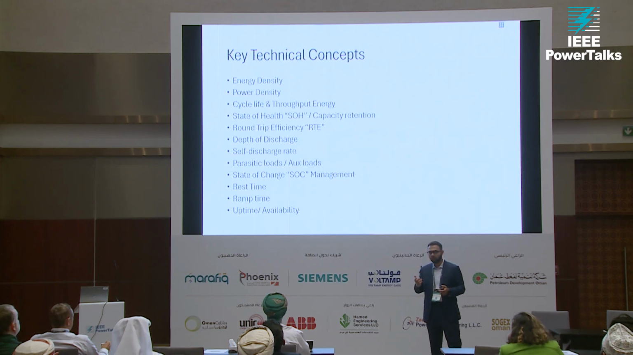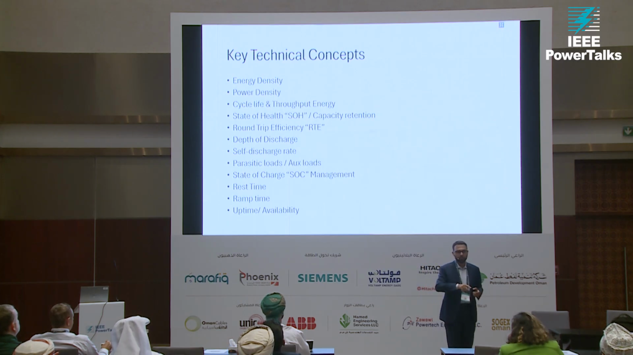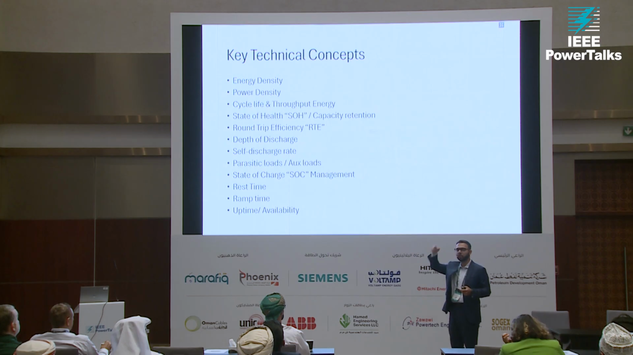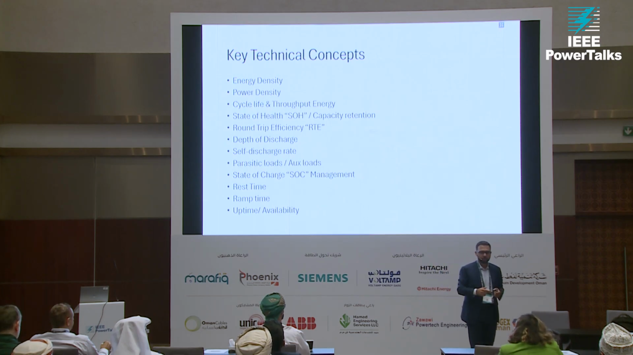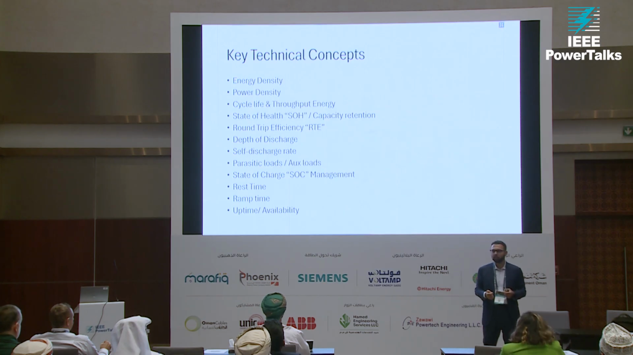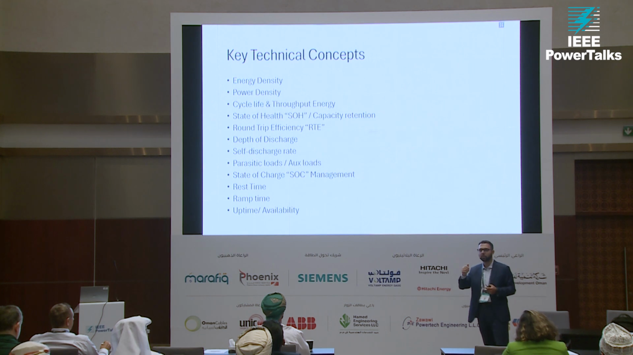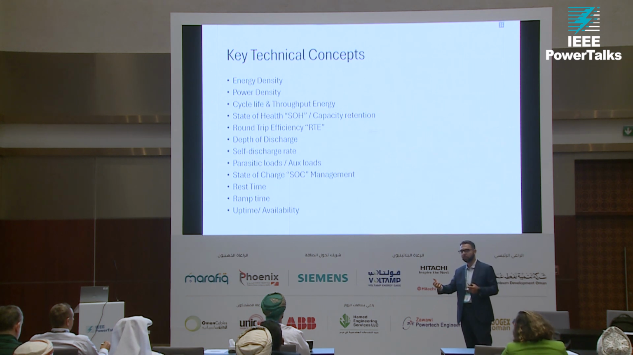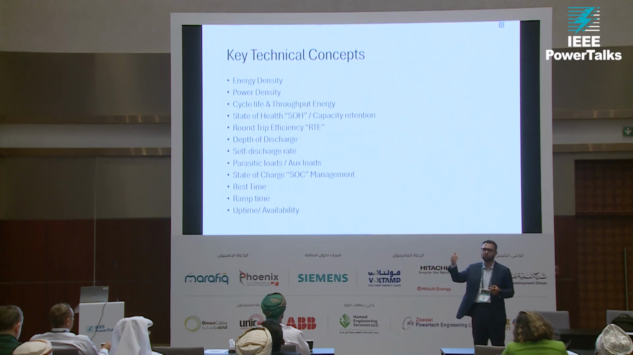Then the next one is cycle life, or throughput life, or throughput energy. So what is a cycle life? A cycle is a sine wave. If you start at 0, you go to 100, you go to minus 100, and you go back to 0. So that's a full cycle. In the context of energy storage, you start at 0, you go up to 100 megawatt hours, you go down to 0, then down to minus 100 megawatt hours, which is your discharge cycle, then you go up to 0. So that's a full cycle.